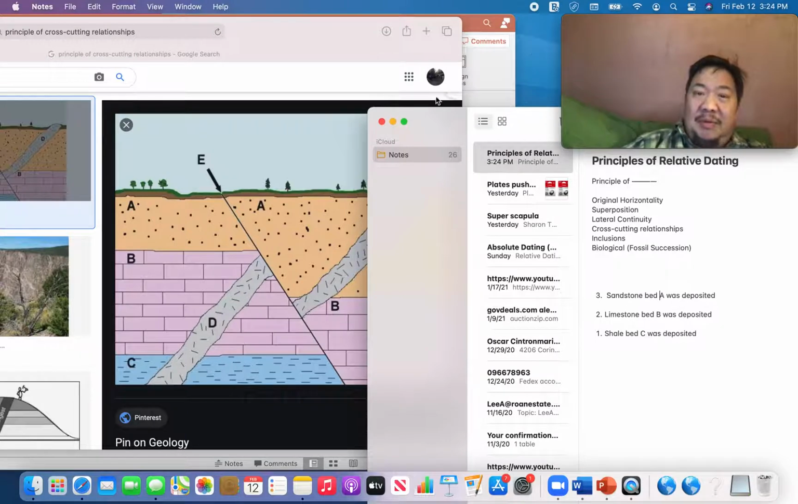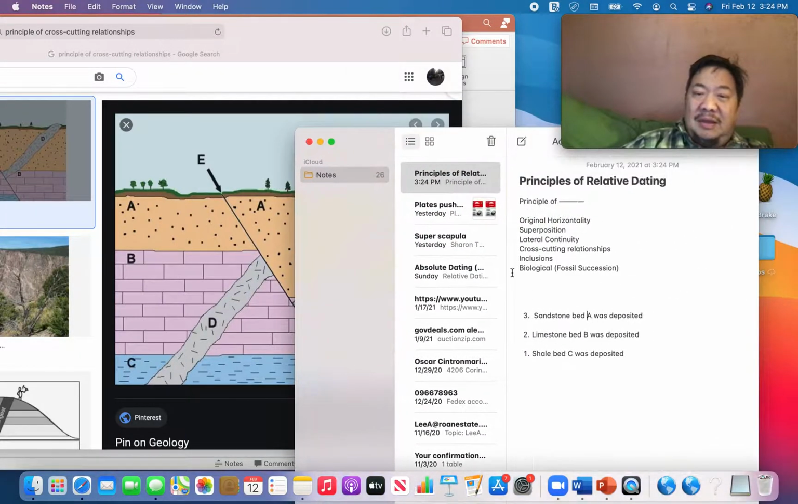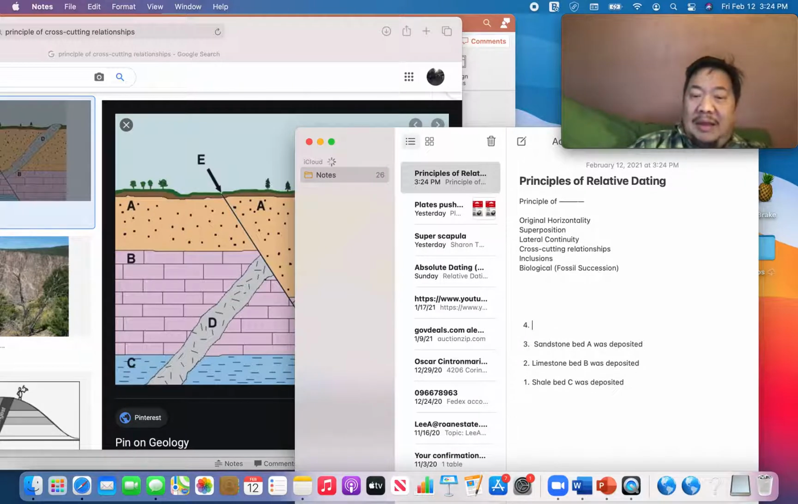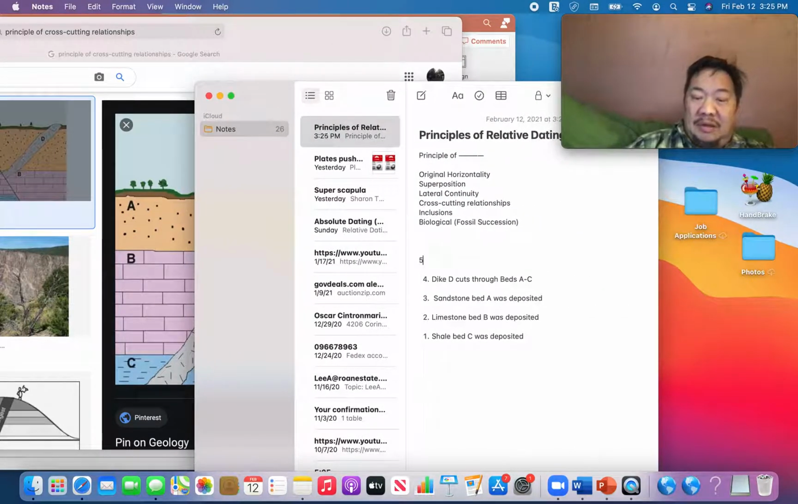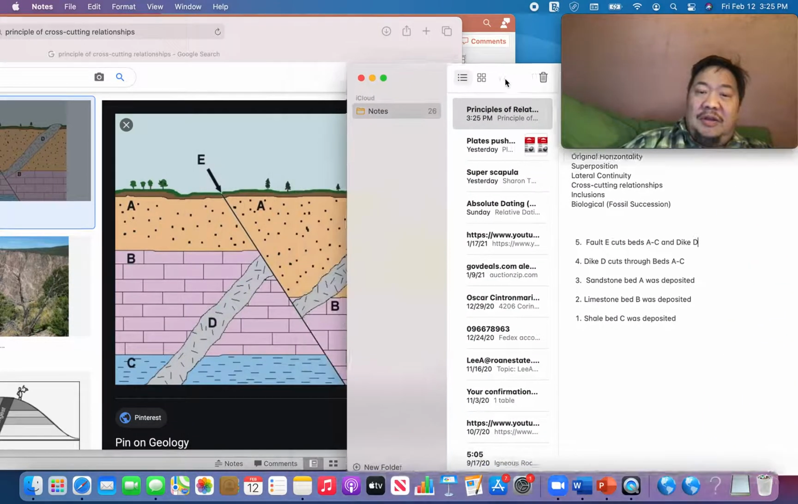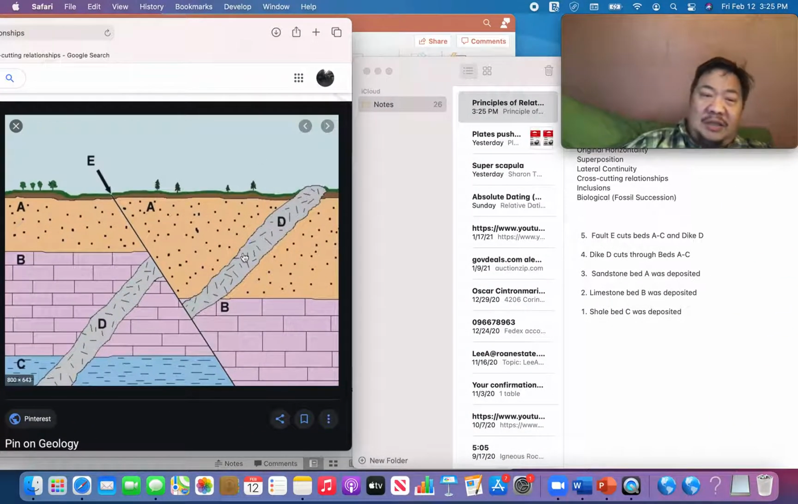Then what happened? Tell me what happened next. Then dike D cuts through beds A through C. Isn't that what must happen next? Then what happened? Fault E cuts beds A through C and dike D. This is the correct answer. The relative dating for this cross section. This is a cross section, the surface of the earth, and this is what you see when you go deeper in the earth. For this cross section, this is the correct answer.